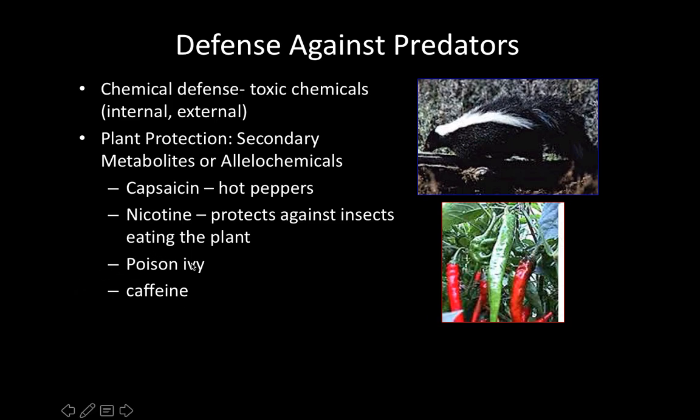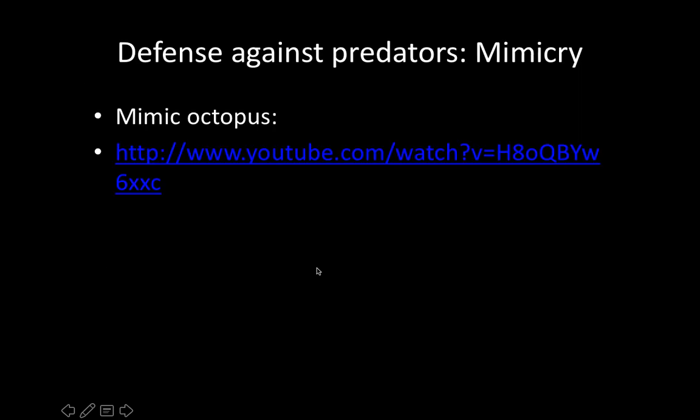Poison ivy is an example, right, of keeping things away from it. And then another one is caffeine. Caffeine in high doses is also meant to deter insects from eating plants, and obviously has a different effect on humans, which is the effect of coffee.